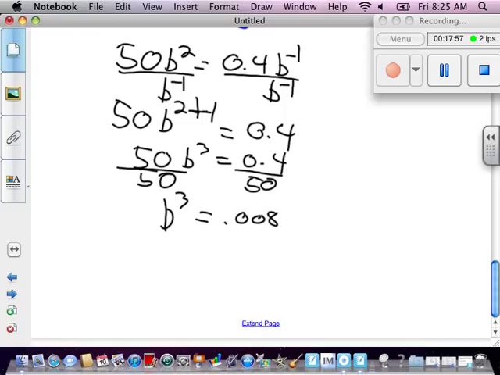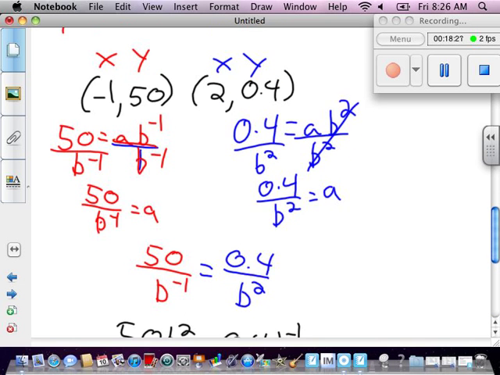And then what do we do? Cube root. So we take 0.008, raise it to the 1/3 power, which is how you create a cube root, and we get 0.2. Okay, what do I do now? Plug it back in. We've got 0.2 for b. Let's plug it into the blue equation because it doesn't have a negative exponent.